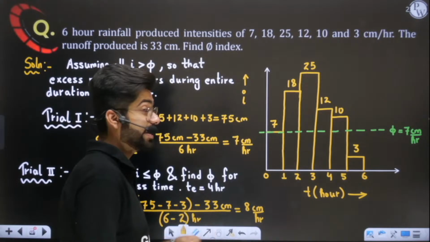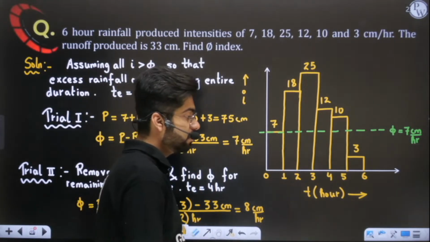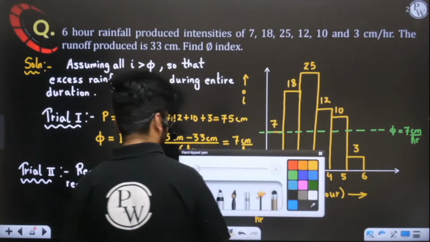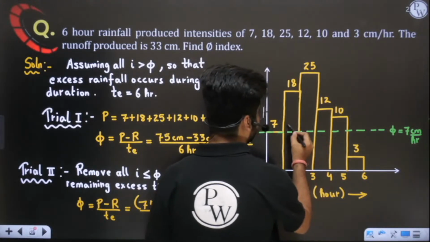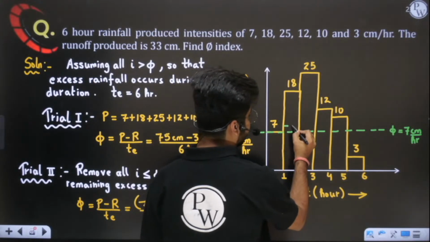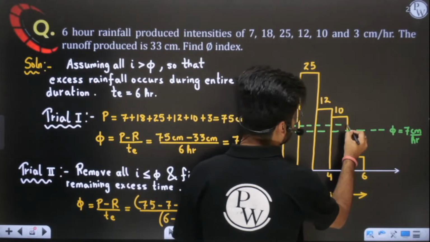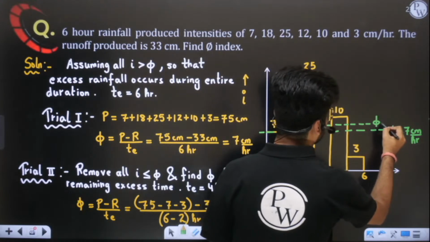Now, this is the second trial, so I will draw it again. Above 7, you have 8. So this is 8 centimeter per hour. This is our second trial.